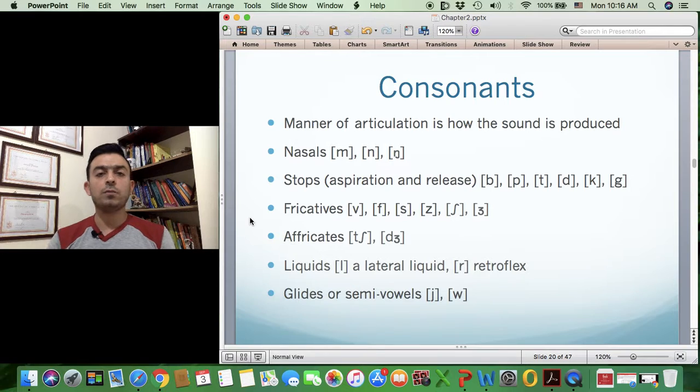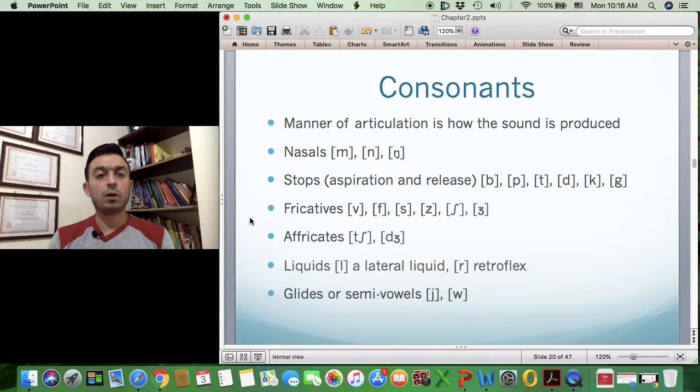And now we move on to talk about the manner of articulation, which is how the sound is produced. How are we making this sound? Is it nasal? Is the air coming out of the nose? So we end up saying m. Or is it a stop? Sometimes a stop with aspiration and release or no release. This is all about narrow transcription. We're going to talk about it also.